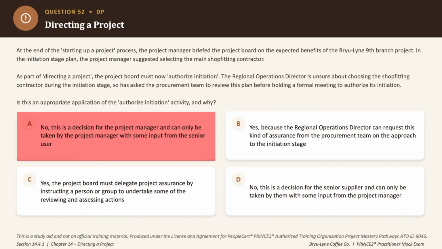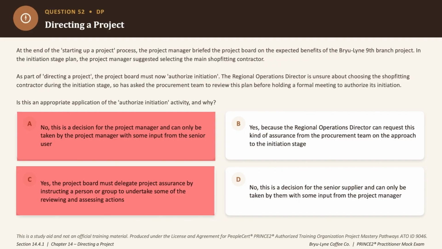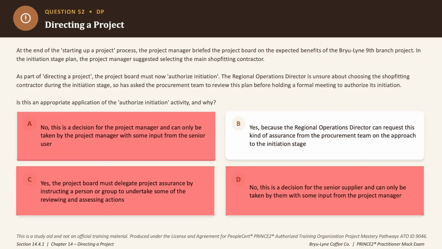Option C says yes, the project board must delegate the project assurance by instructing a person or group to undertake reviewing and assessing actions, which sounds correct as a general PRINCE2 mechanism, but it overstates what's actually happening here. This is the director, who is the project executive, personally requesting assurance, and not a formal board-level delegation. So an incorrect answer choice. Option D says no, claiming this belongs to the senior supplier, but that role isn't even in the picture in this scenario, and that's a completely extraneous answer choice. So eliminated. I hope none of you have selected option D.